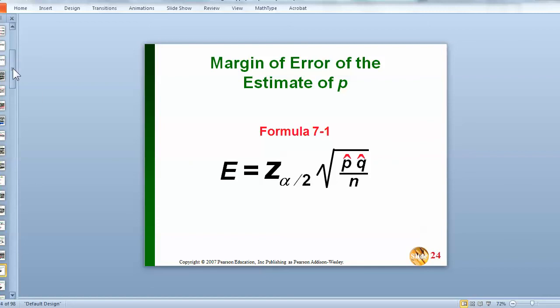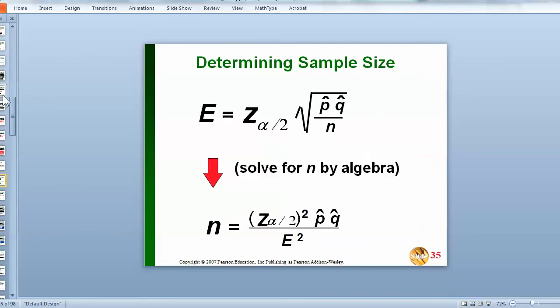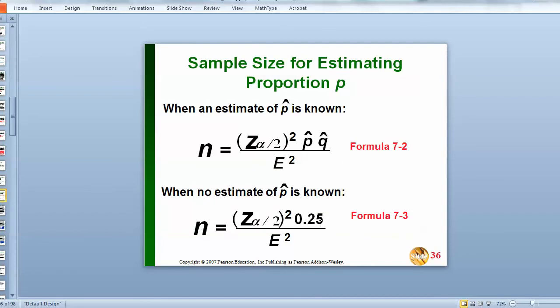Well, I'll scroll down to the PowerPoint. This is from section 7.2, if you want to go back, where they took that score and already did the algebra, solved for n, and then make the argument. If you have p hat, you obviously have q hat by default because they're complements. But if you don't have p hat, then you're going to estimate with 0.25. That would be the best product you could get because that would maximize their product.